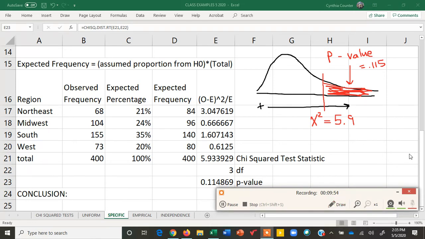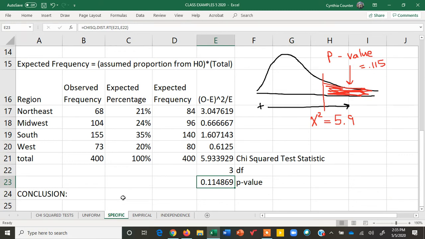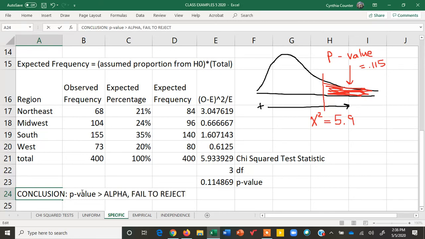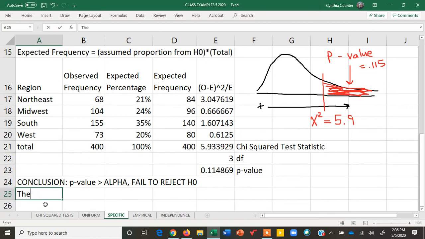So our conclusion then, let us write this up, our conclusion, starting off with the fact that the p-value is greater than alpha. So we fail to reject the null hypothesis. That means we support the assumed distribution. So the sample data support that the distribution is as stated.